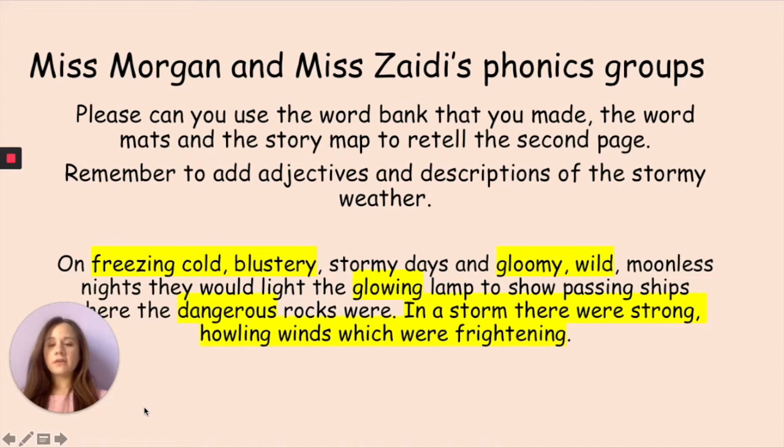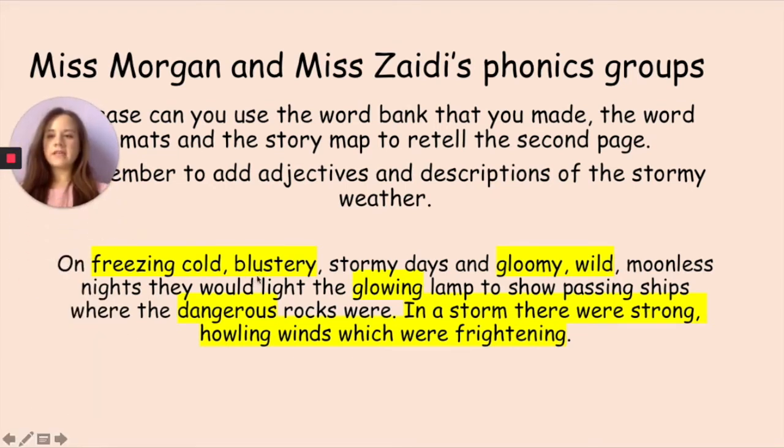If you are in my phonics group or Miss Zadie's phonics group, please can you use the word bank that you made, the word mat and the story map to retell the second page. Remember to add adjectives and descriptions of the stormy weather. So, for example, on freezing cold, blustery, stormy days and gloomy, wild, moonless nights, they would light the lamp to show passing ships where the dangerous rocks were. In a storm, there were strong, howling winds which were frightening. So this is my one, and you can change it now with your adjectives.